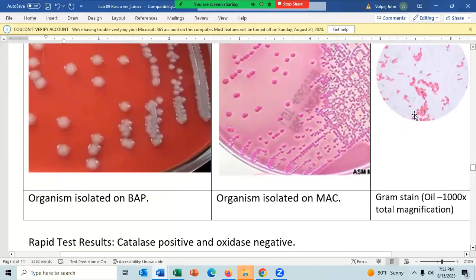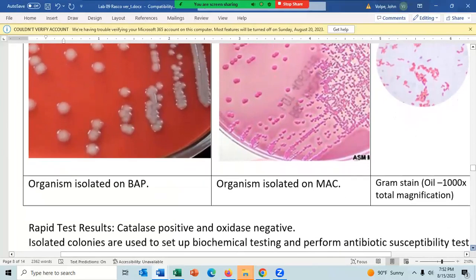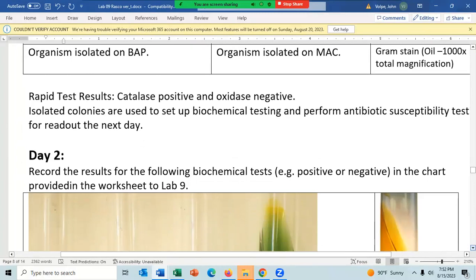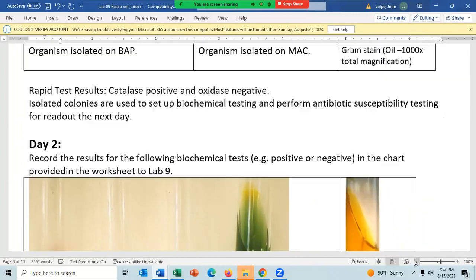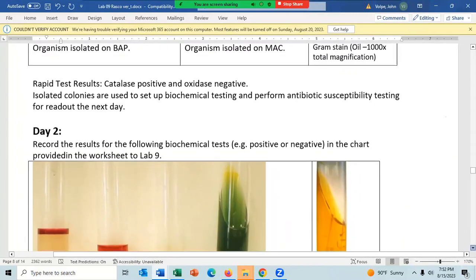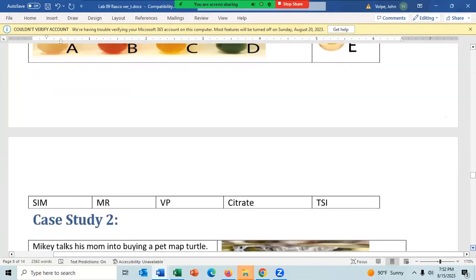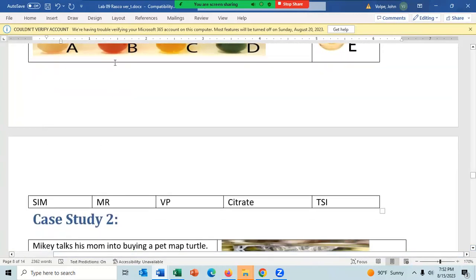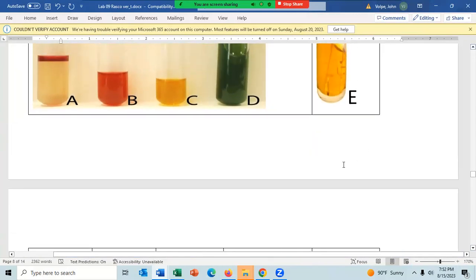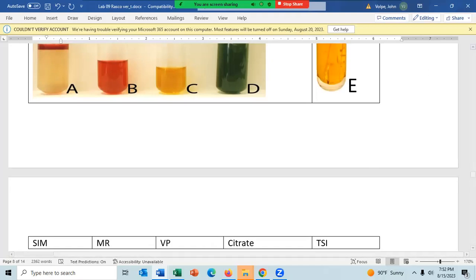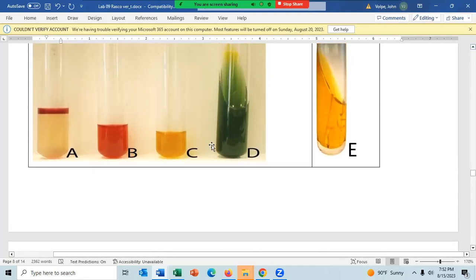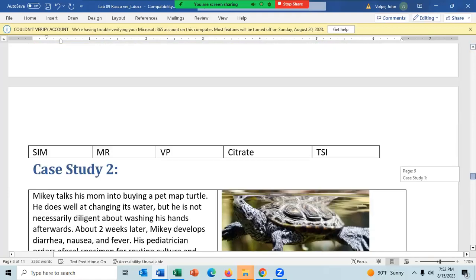And some of those look like cocci, but actually all of them are bacilli in this lab. And then some tests, not all of them positive, but some tests that were done. I think this page gets split. So the first one is the SIM test, the MR test, the VP test, the Simmons citrate test, and then I think that's triple sugar iron. Yep, TSI. So record your results and then mention what species it is.